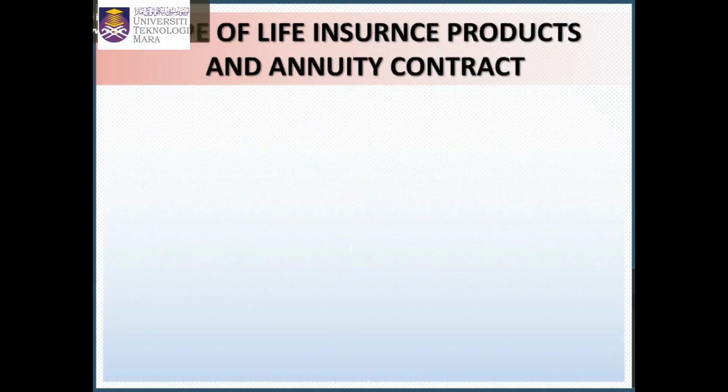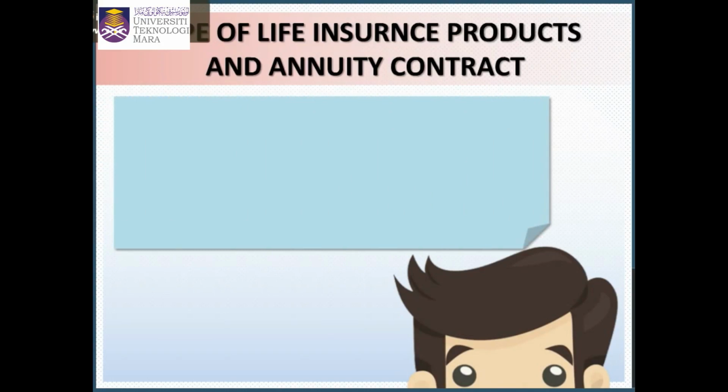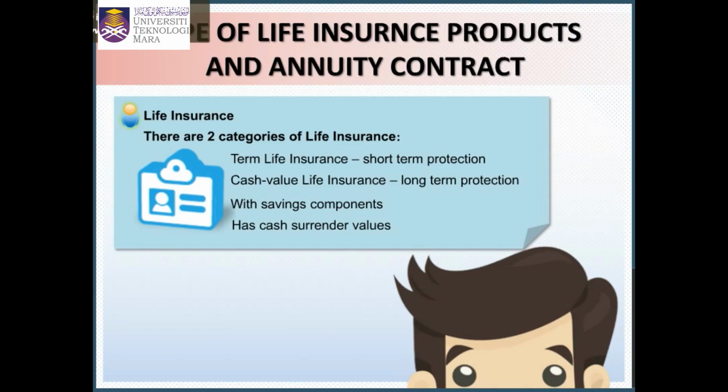Type of life insurance products and annuity contract. Life insurance. There are two categories of life insurance. Term life insurance, short-term protection. Cash value life insurance, long-term protection, with savings components. Has cash surrender values.